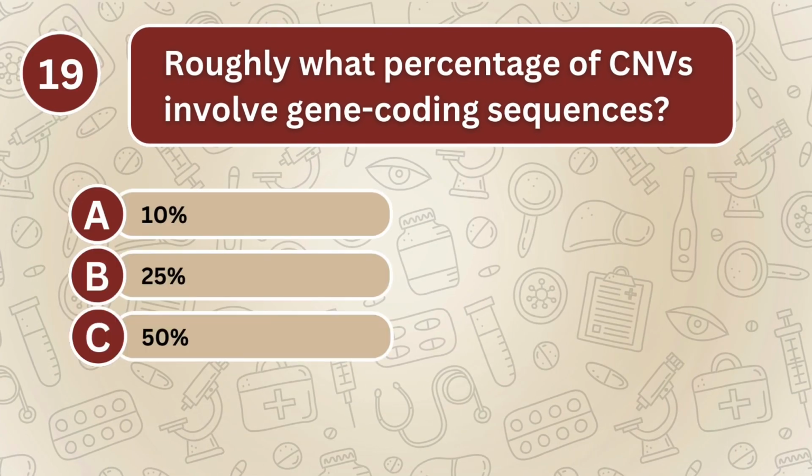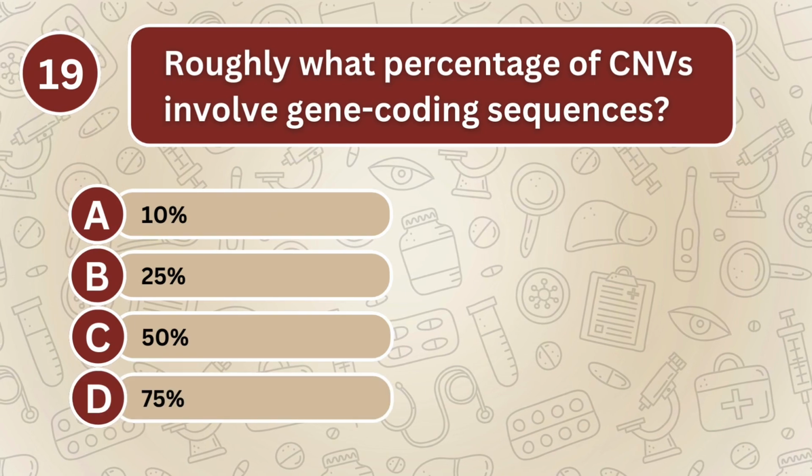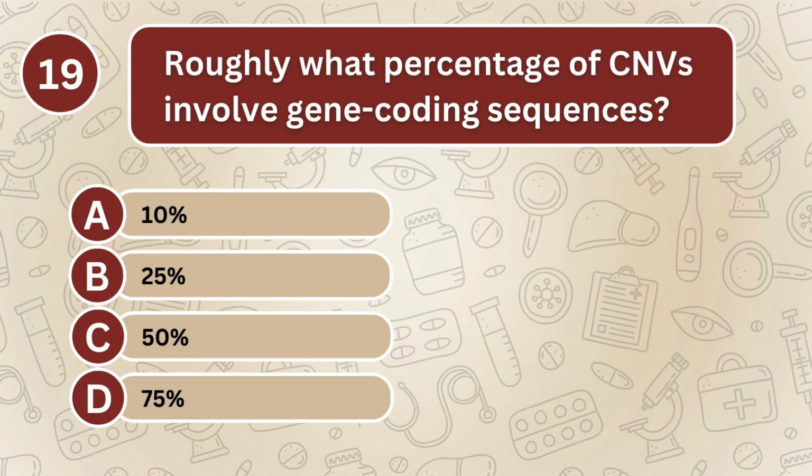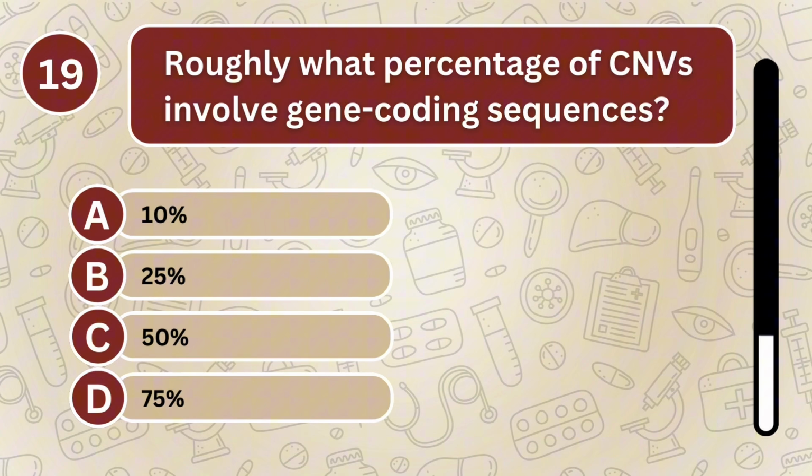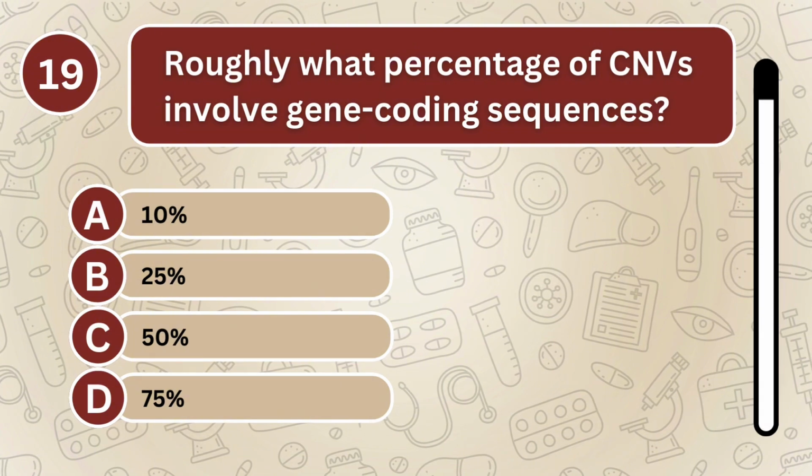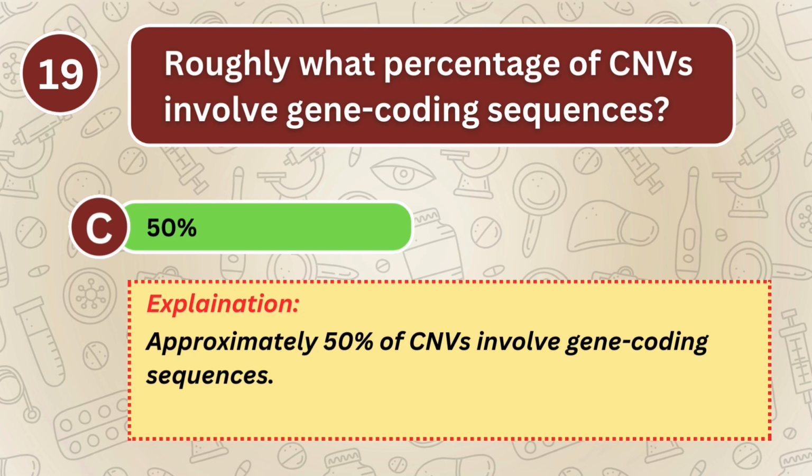Roughly, what percentage of CNVs or copy number variations involve gene coding sequences? 10%, 25%, 50%, or 75%? Correct answer is C, 50%.